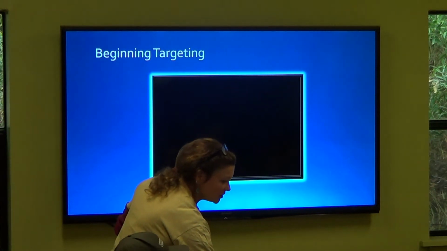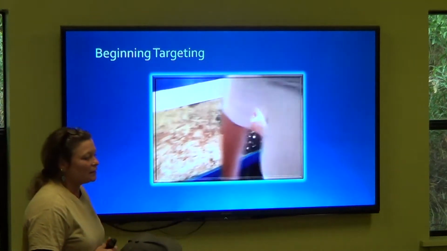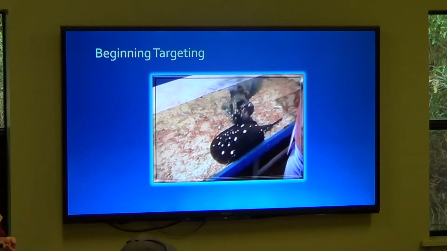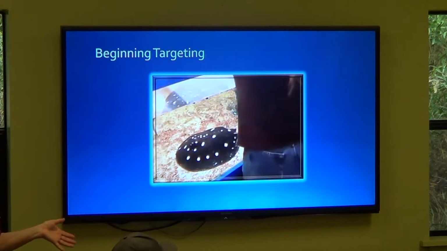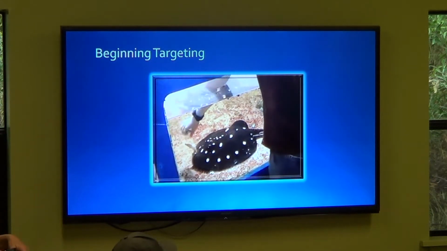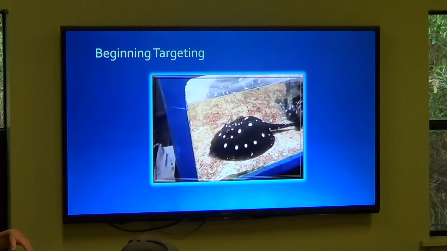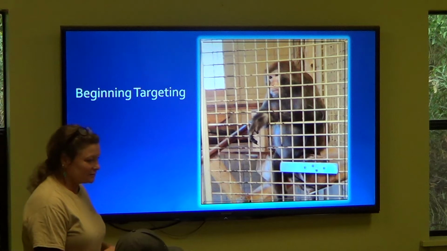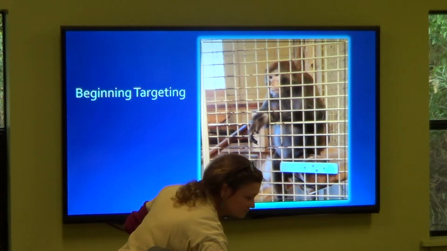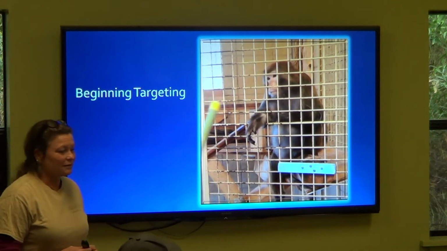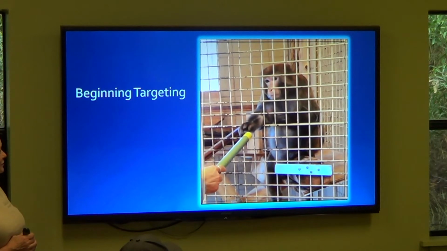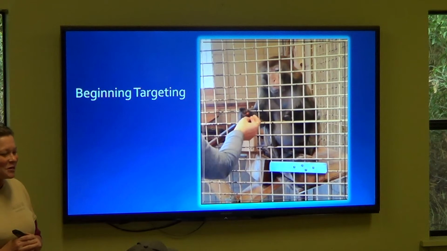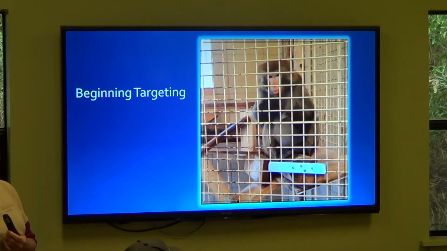When you start off targeting, you may see animals that are curious and interested in the targets and just immediately move forward to have a look at it, as was the case with this freshwater ray.